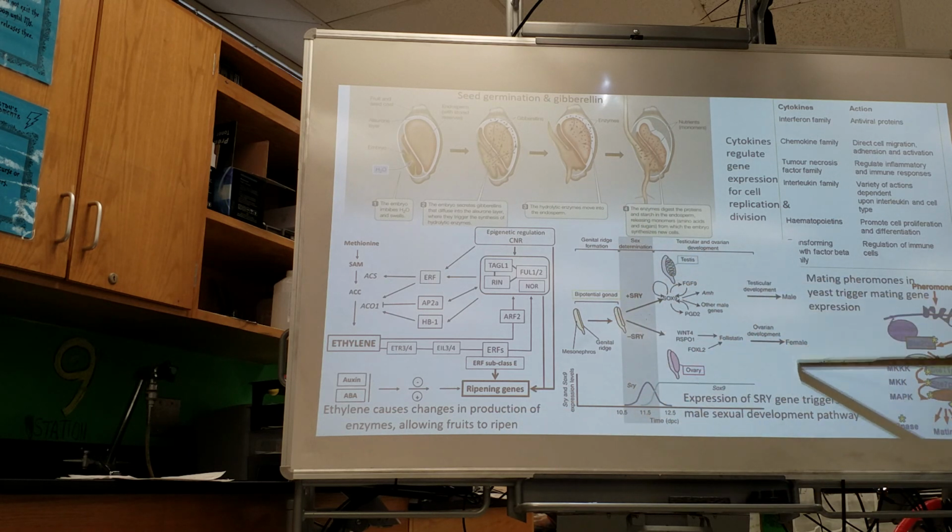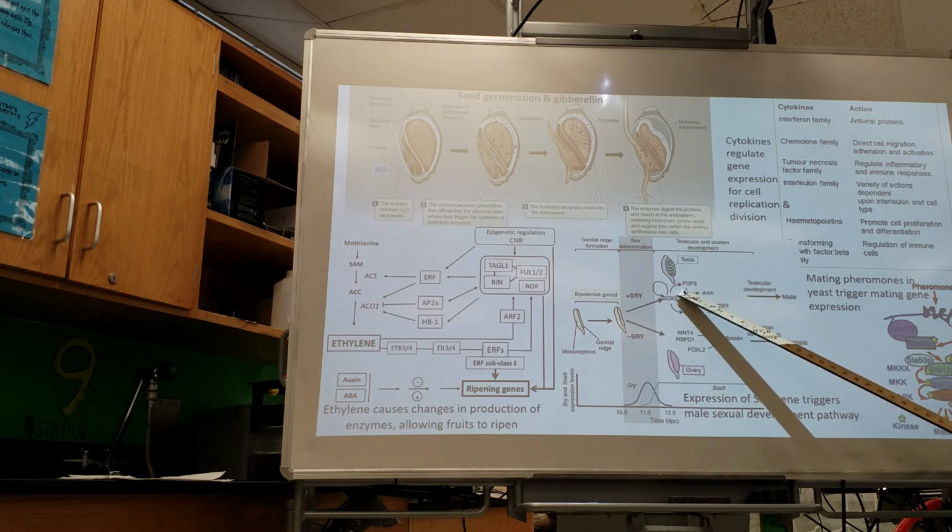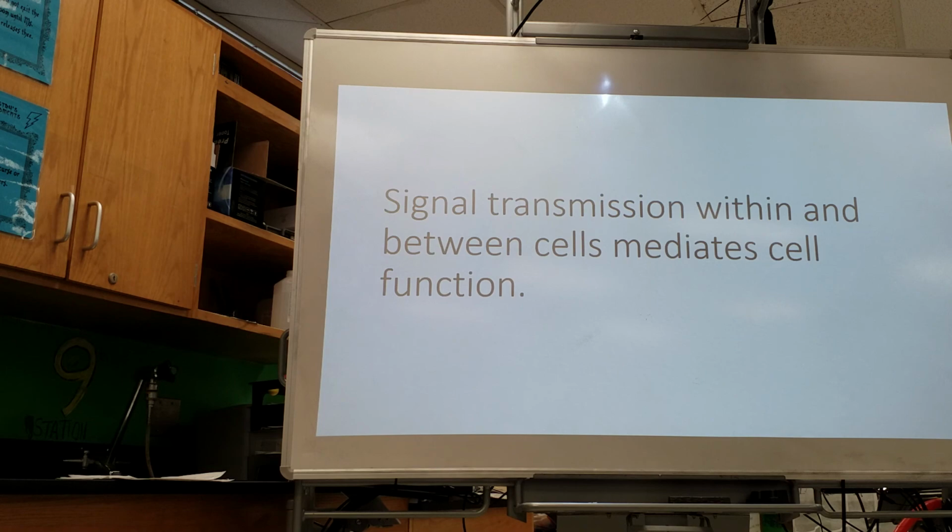This is, so when you have this gene turned on, the SRY gene, that's what tells a body to become male or not to become male. So depending on the signals that are released, it'll either have your gonads develop into testes and you'll be a boy, or they'll develop into ovaries and you'll be a girl.